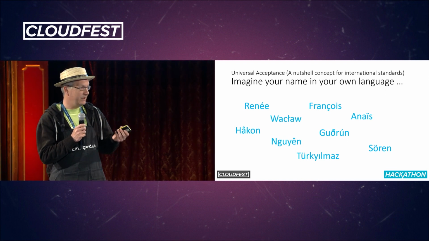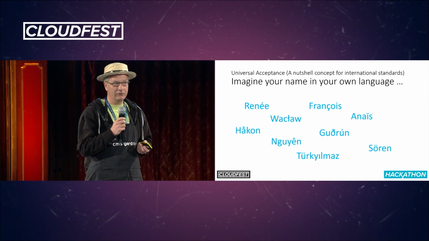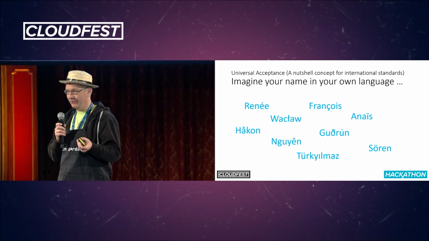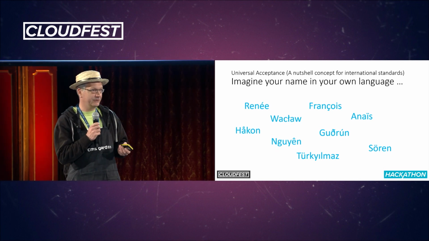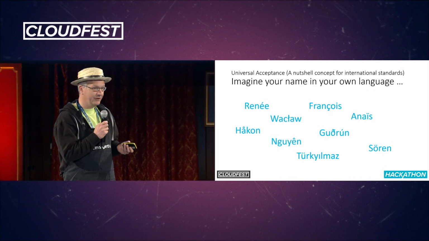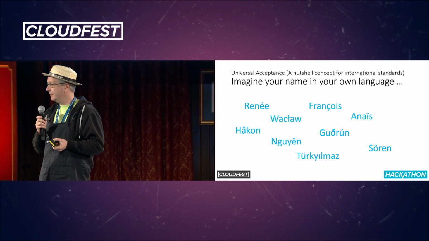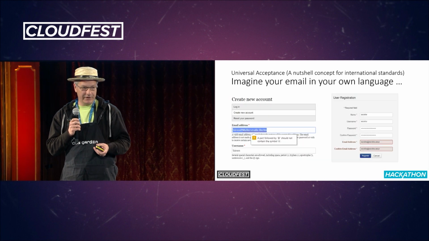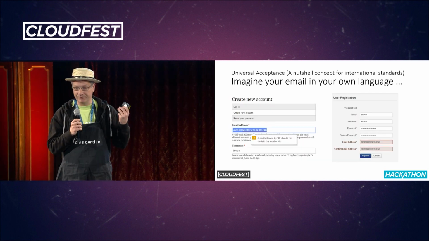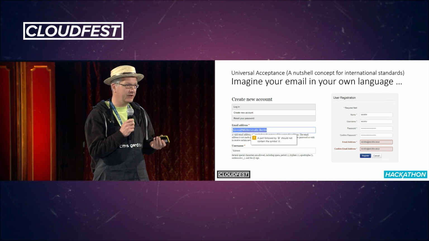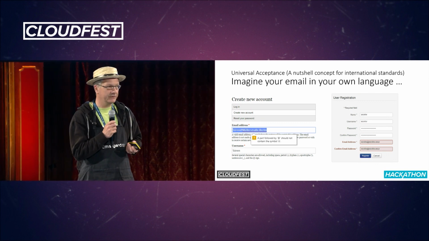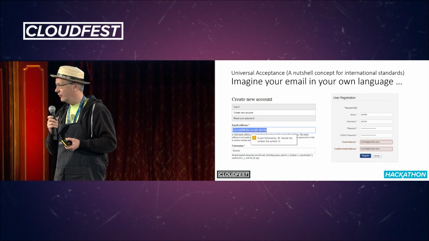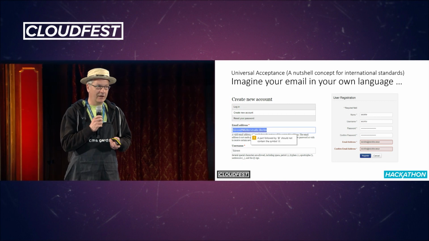Imagine your name in your local language and in your local characters. Imagine your name in your local language and local characters in email addresses. And try to figure out if there is any possibility to register an account. We tried it, and no chance. Because Korean characters, Hindi characters, or Umlaute in German, like Sören or Müller, can't get through.